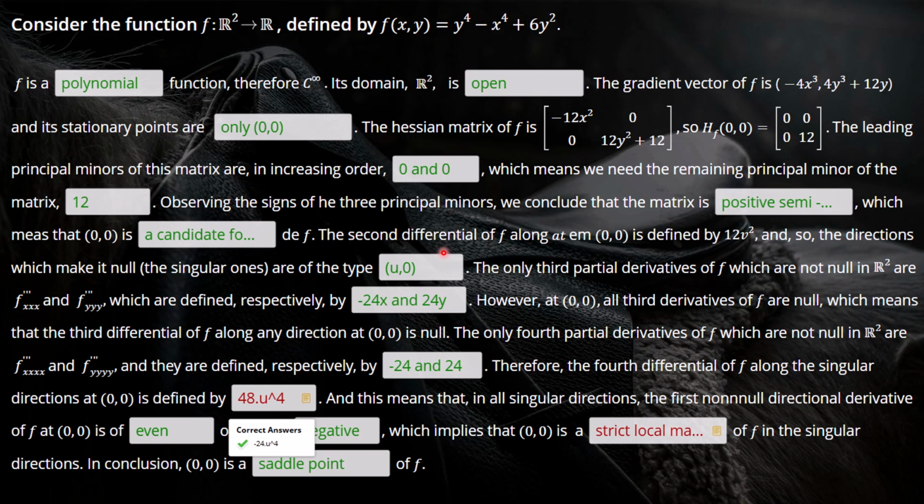I've solved the previous slide for you. So f is a polynomial function. Its domain is y to the power 4 minus x to the power 4 y squared. There is no restriction whatsoever on the domain. The gradient vector is minus 4x cubed, 4y cubed, 12y, and the stationary point is 0, 0. The Hessian matrix, as you can see, and the leading principal minors of this matrix are in increasing order, which means we need the remaining principal minors of the matrix, which is going to come up to 12.